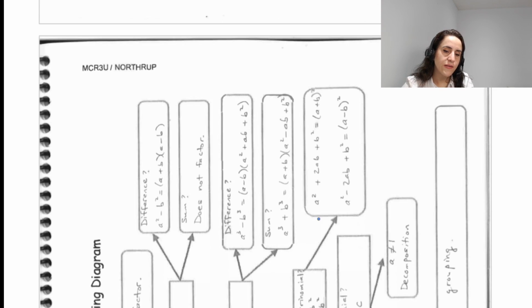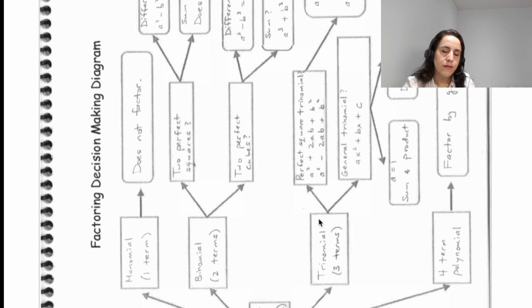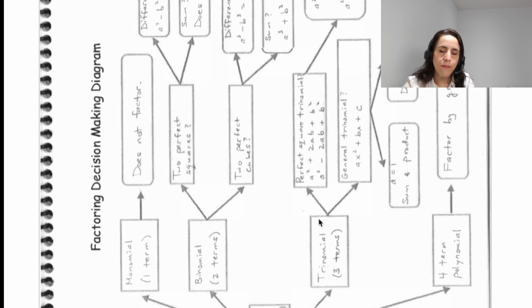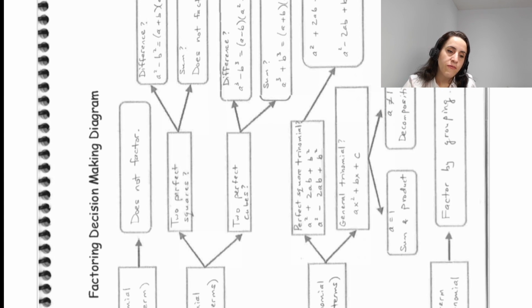Here is an overall summary of factoring. Polynomial factoring: the first step for all factoring is to factor out the greatest common factor. Then we have a monomial, which is one term. These types of expressions are not factorable.